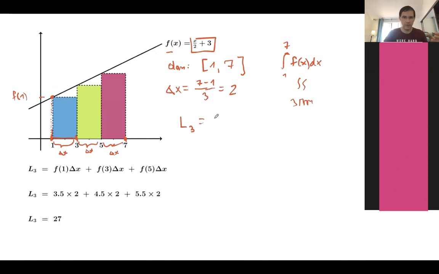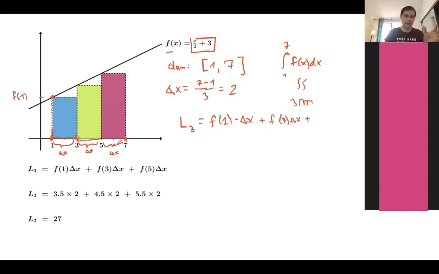So this would be f of 1 times delta x. And then the same thing. This is the second small subinterval. Because I'm doing the L construction, I'll take the left point. So I'll evaluate this function f at 3 now, and multiply this by delta x.